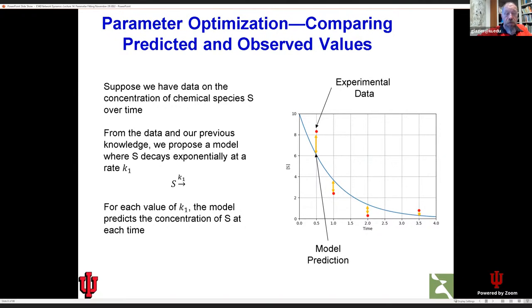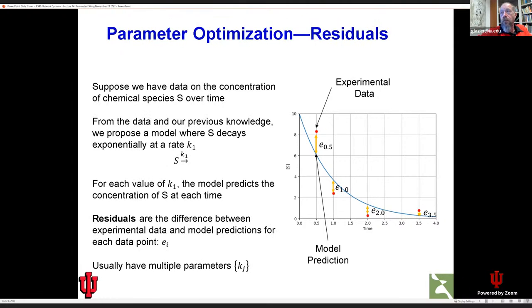Once we've made that hypothesis about exponential decay, then for any initial value S0 and any rate K1, we'll get a time course of the chemical concentration. Here's the blue line for one particular choice of S0 and K1. And we'll find that at each time point, there is some difference between the predicted value, the blue line, and the actual value, the red dot. And that difference is called a residual.